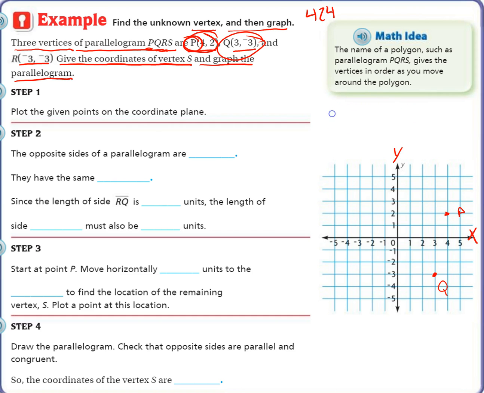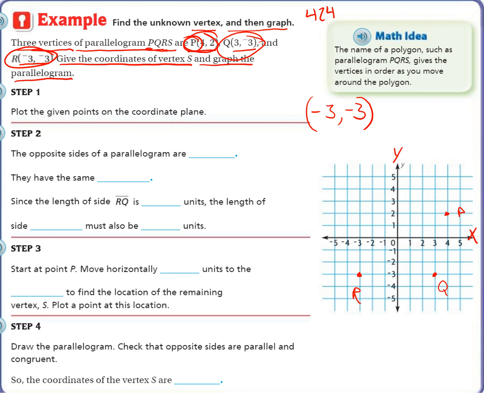Okay, my next point that they gave me was point R. And it's at -3, -3. So again, I start at 0, 0. This time, since it's negative, I go left 3, and then negative y, down 3. So that point's going to be right there, and that's point R.